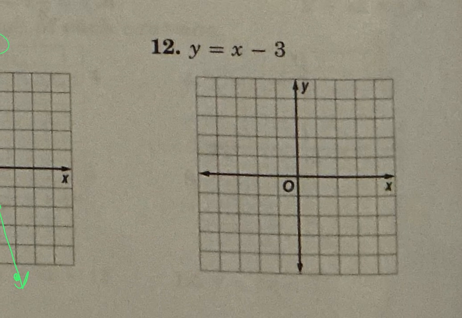Okay, question 12, I'm starting at negative 3, 1, 2, 3, and it doesn't look like there's a number, but it's really a 1, so I'm going up 1, right 1, up 1, right 1, and connect with arrows.